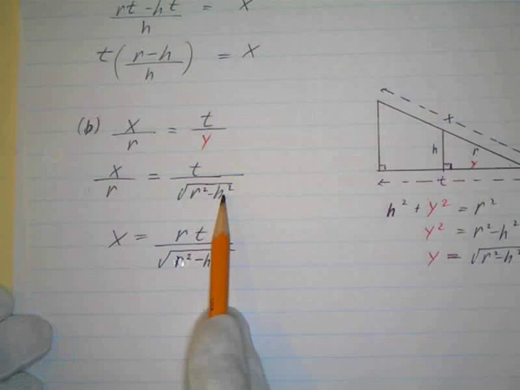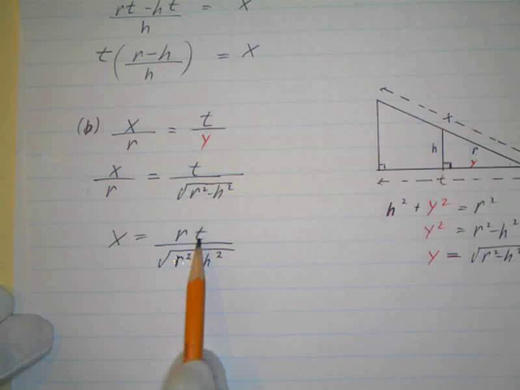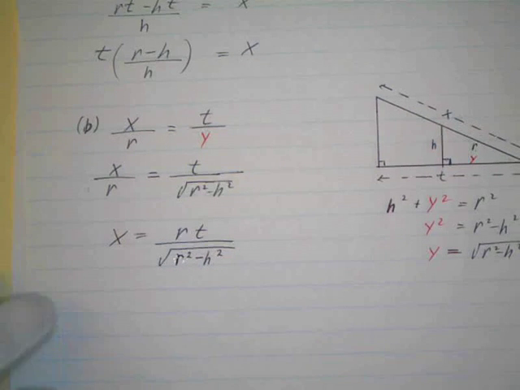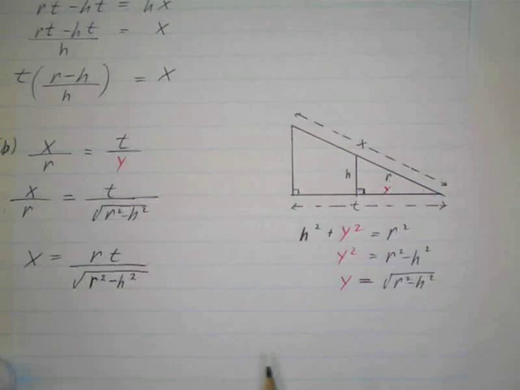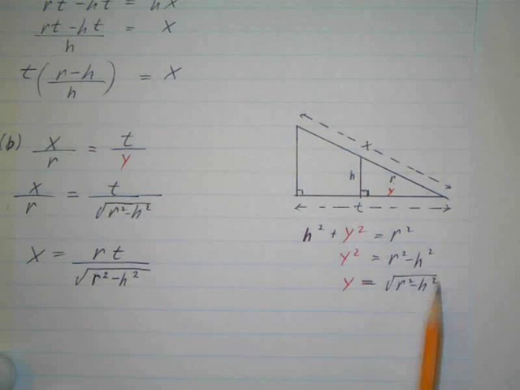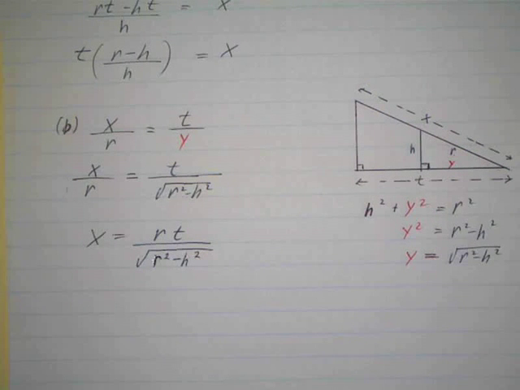And then once we have that, all we have to do is multiply both sides by r, and then you have it. RT over the square root of r squared minus h squared equals x. So that's your solution. So that wasn't too bad. We do see problems like that, where we have to kind of solve for things like this and then write it in this fashion. Okay? Hope that makes sense.